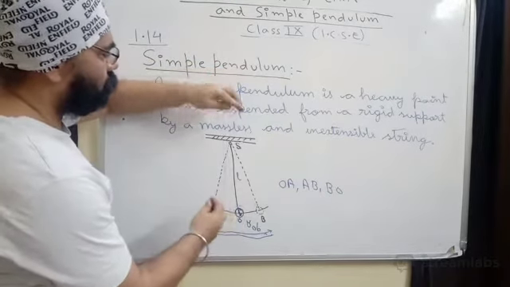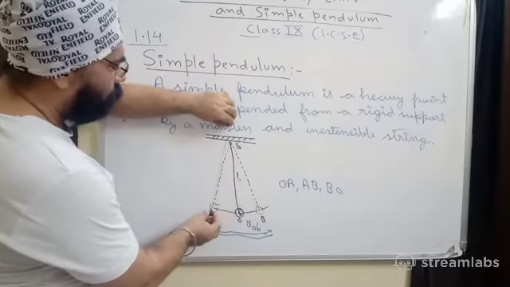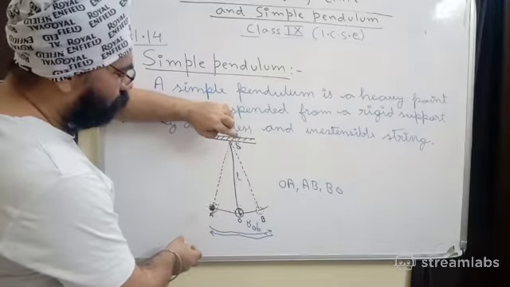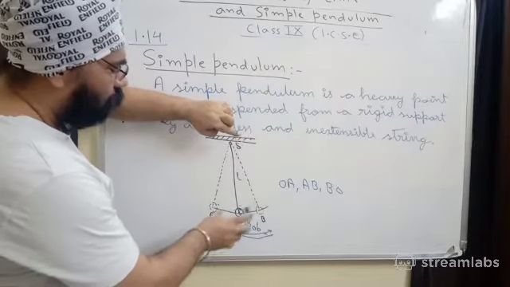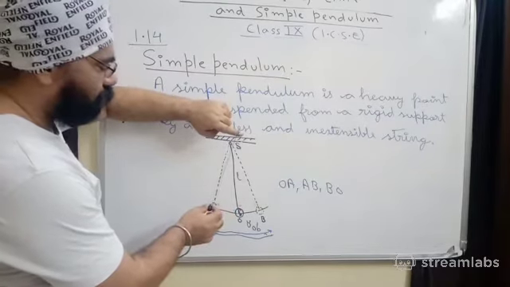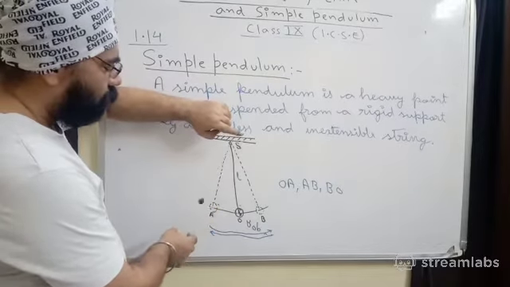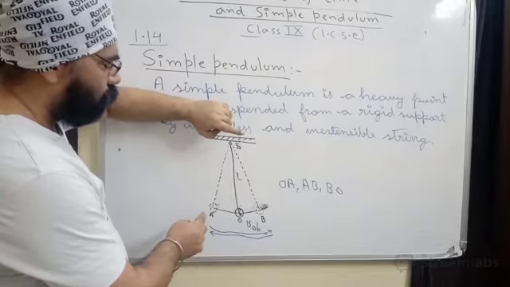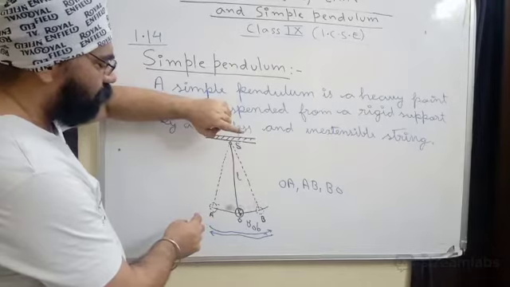I lower the length of the string. Okay, this is its position. I bring it to A. Okay, I bring it to A and I leave it, and there it is going to B and coming back, going to B and coming back. So if I have to count the oscillations, okay, when it comes back, I start counting. There I leave it. Now I start. Okay, 1, 2, 3, 4, 5, 6, 7, 8, 9, 10.